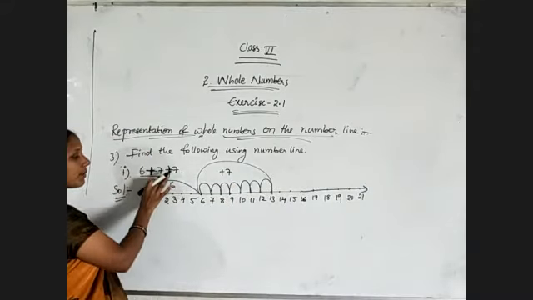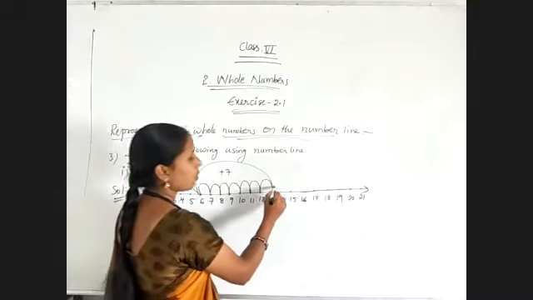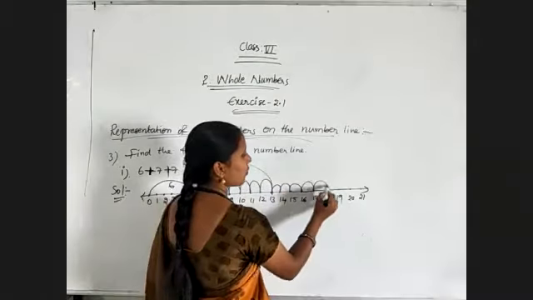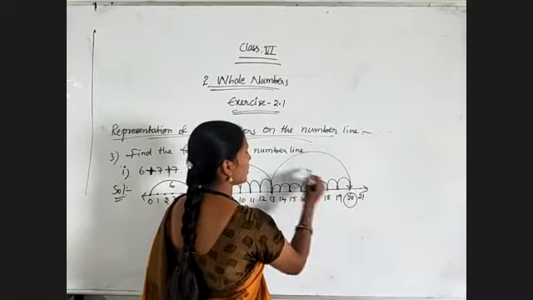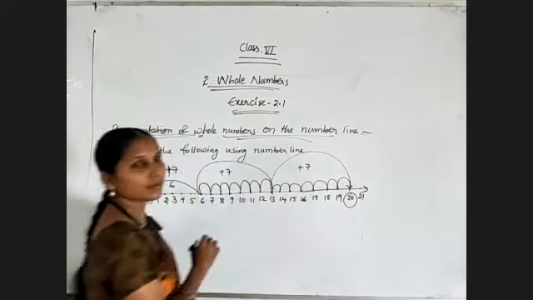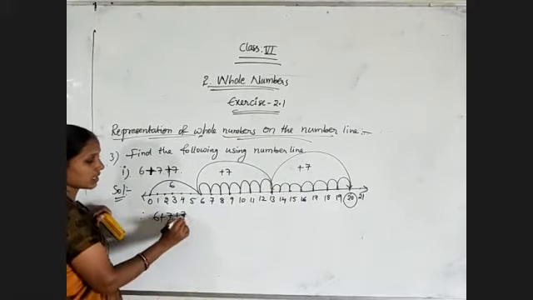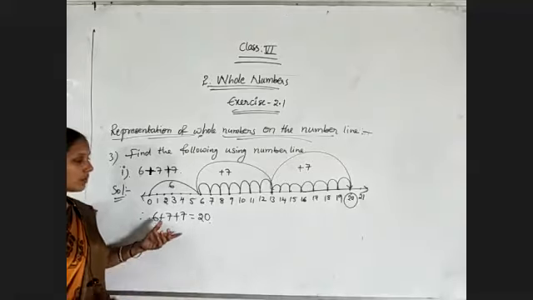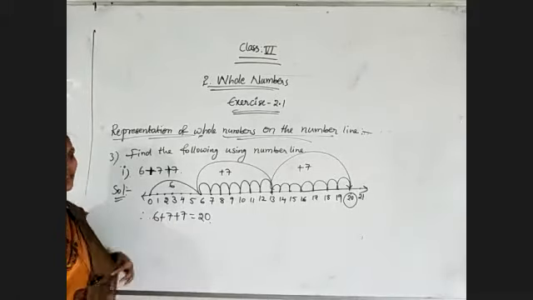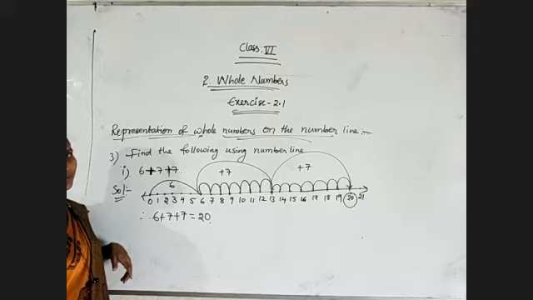Now remaining again plus 7. So this is the third one. Plus 7. 1, 2, 3, 4, 5, 6, 7. So what is my answer? 20. So 6 plus 7 plus 7 is equal to 20. If you have any doubt, add normally and you will get the result 20. 7 plus 7, 14, 14 plus 6, 20.